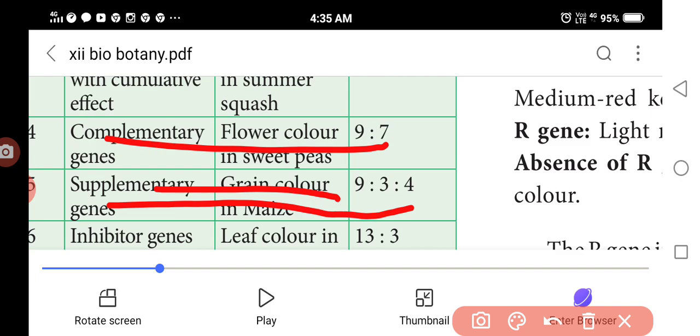Next are inhibitory genes. Understand inhibitory genes: leaf color in rice plants, 13:3.